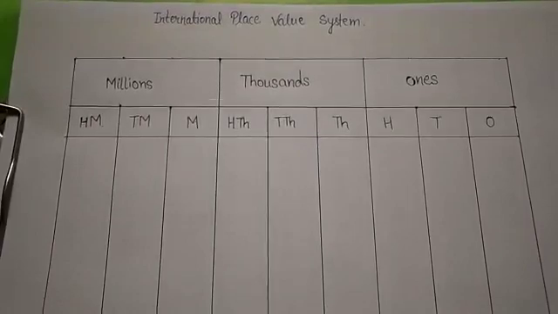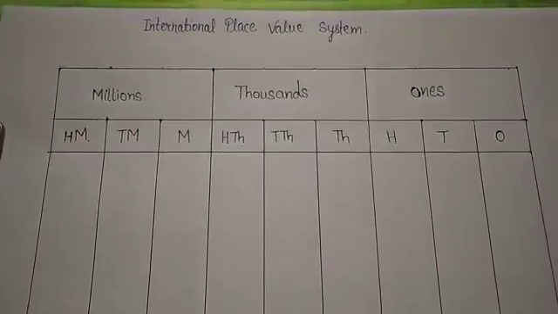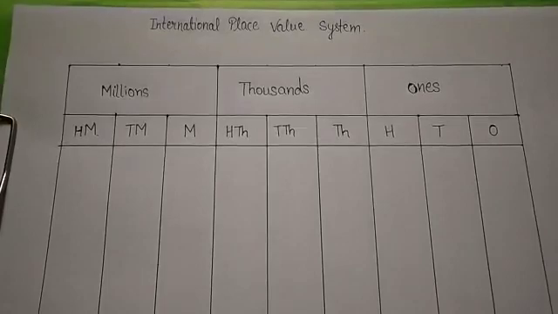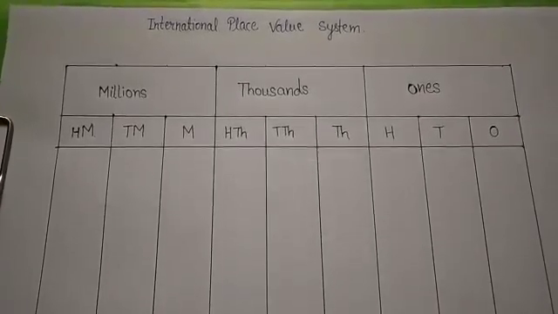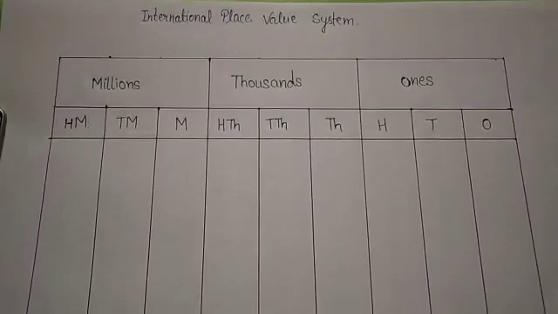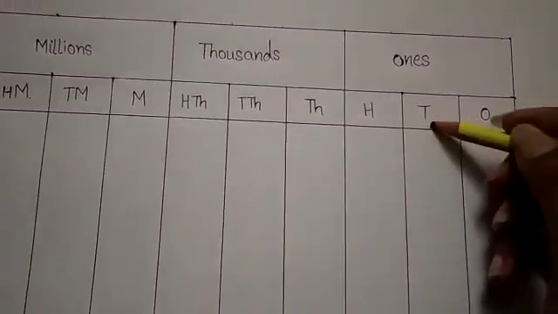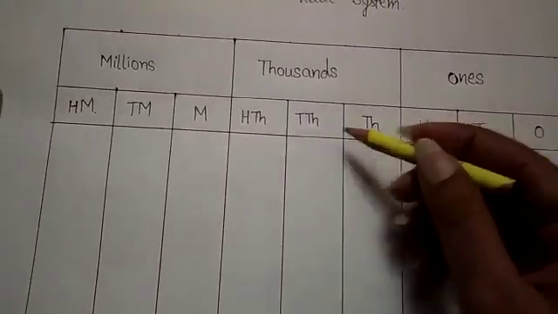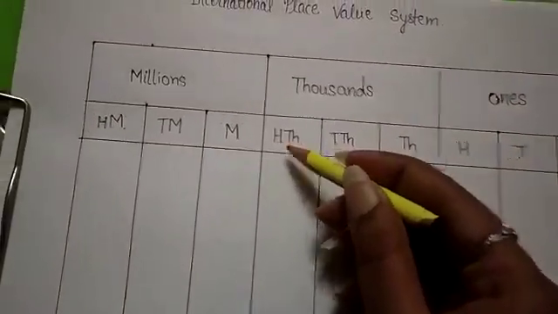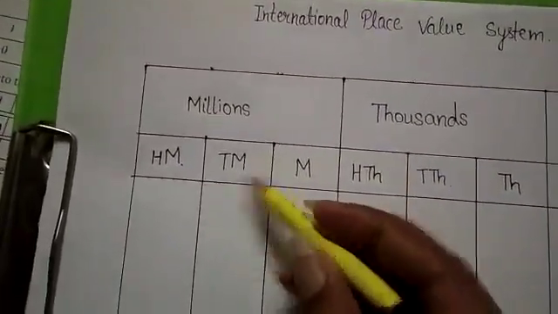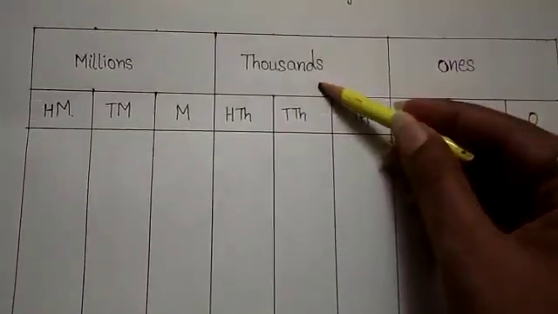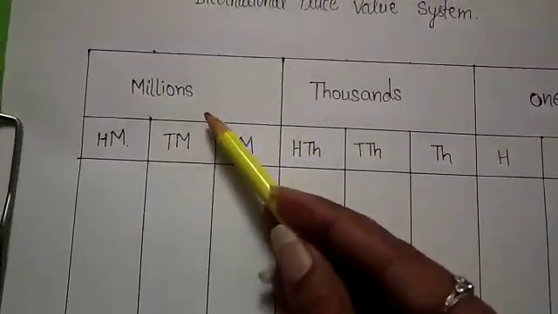In our previous class, we discussed the Indian place value system. Now today, we will discuss the International place value system. Place values in this system are ones, tens, hundred, thousand, 10,000, 100,000, million, 10 million and 100 million. Starting from right to left, the first period is ones, the second period is thousand and the third period is million.